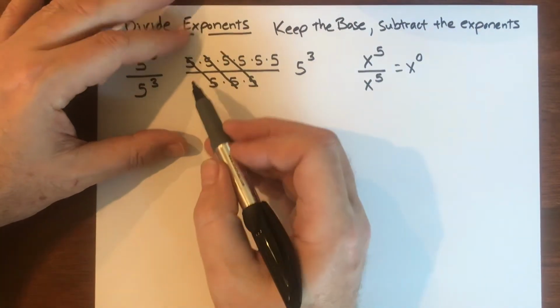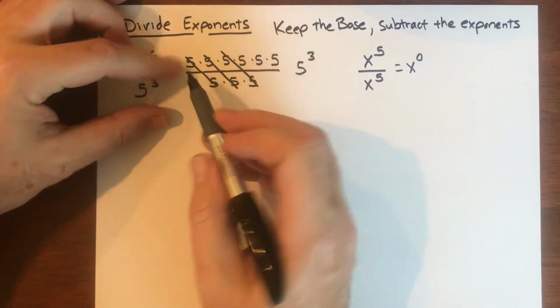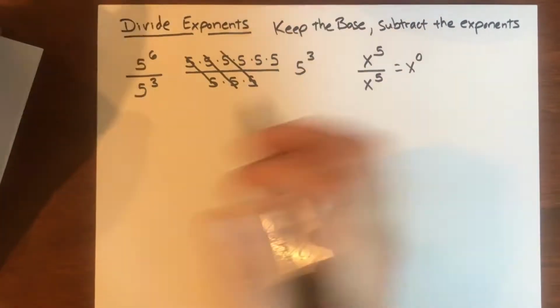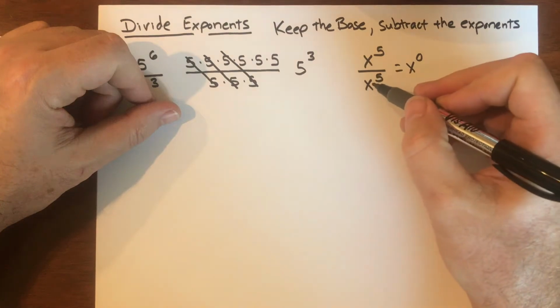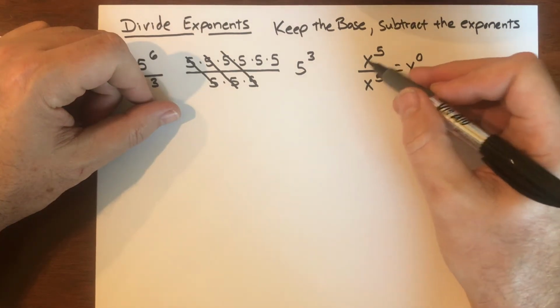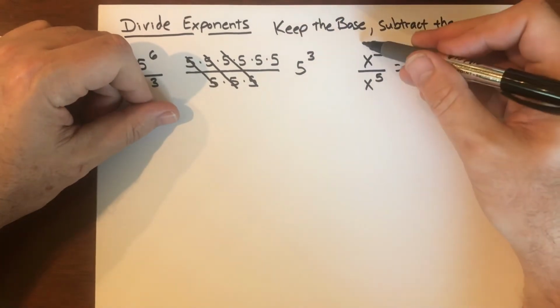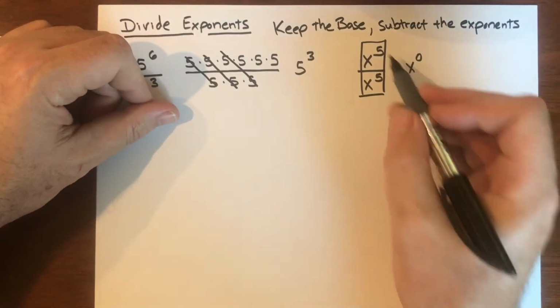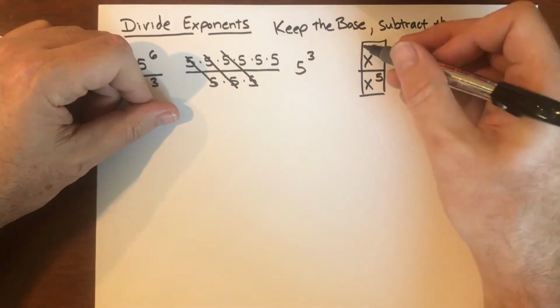Now let's go back to this rule right here. Anything divided by itself is 1. So how many x to the 5th powers are there in x to the 5th power? Well, there's one of them. This right here. Anything divided by itself equals 1.